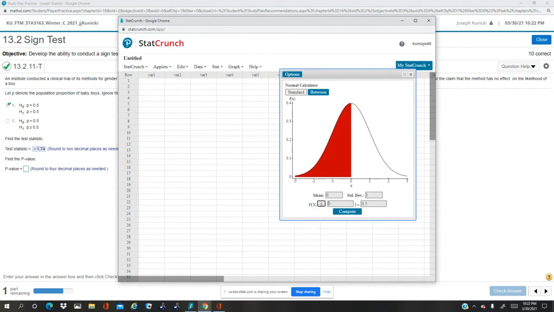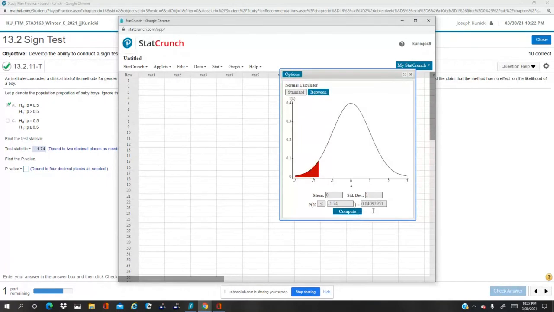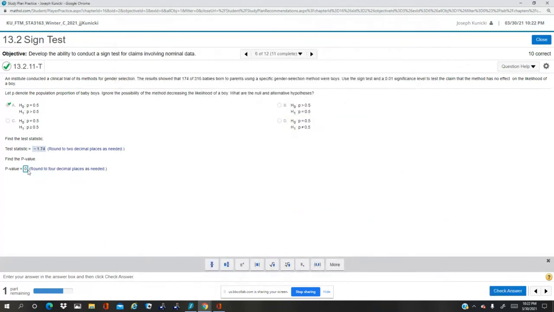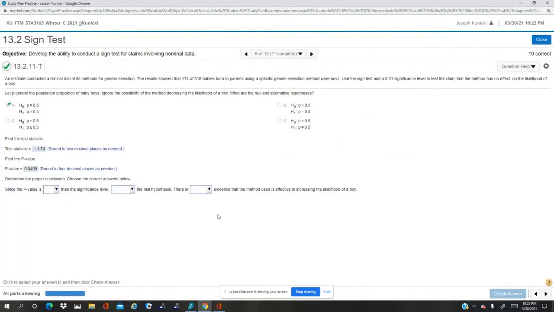So less than negative 1.74. 0.0409 to four decimal places. Okay, that's what they wanted. It's a left tail since the test statistic is negative. So that's larger than 1%. 4% is larger than 1%.